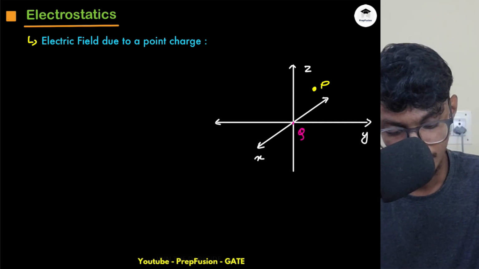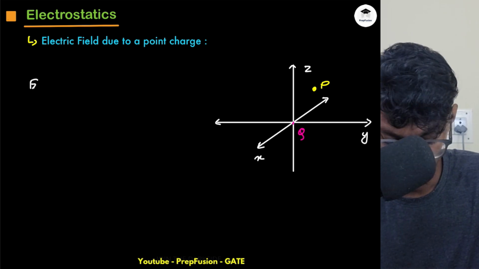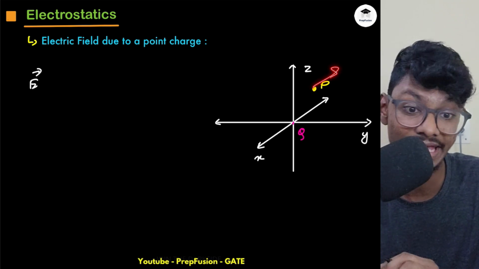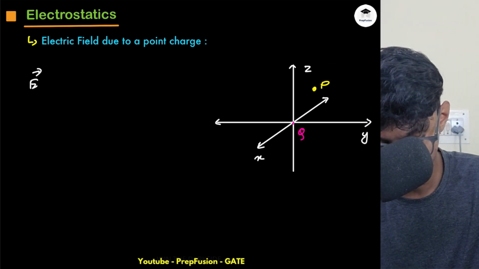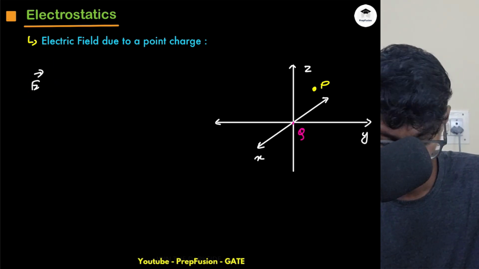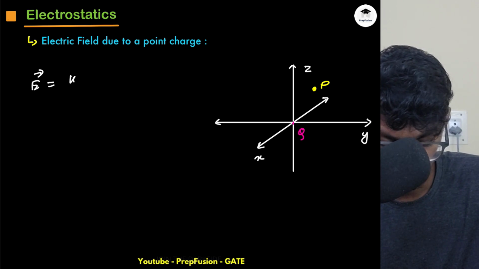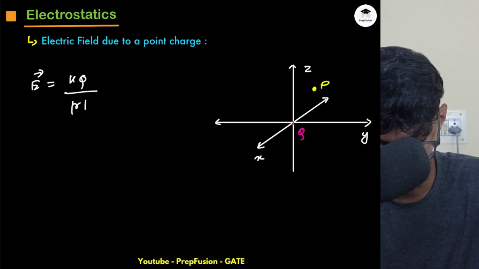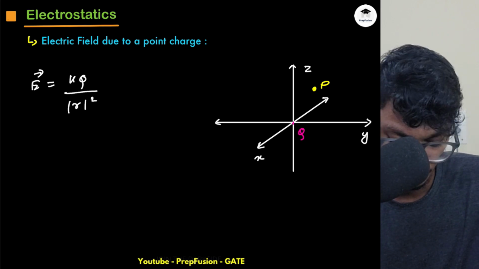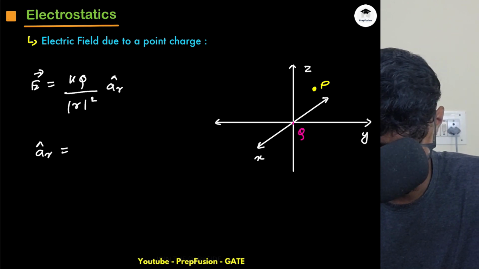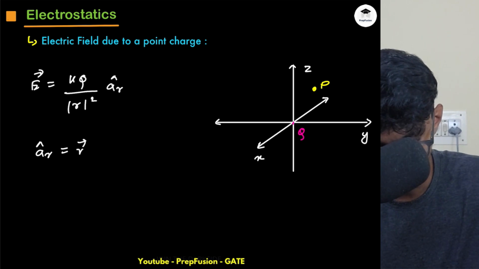So this will basically be the electric field intensity. What will be the direction? Direction will be radially outward, so it will be in the AR cap direction. Remember AR cap. I will just write this first. It will be KQ by R square, where R square is the magnitude of the distance, whole square, into AR cap. So what is AR cap? AR cap is R vector divided by the magnitude.